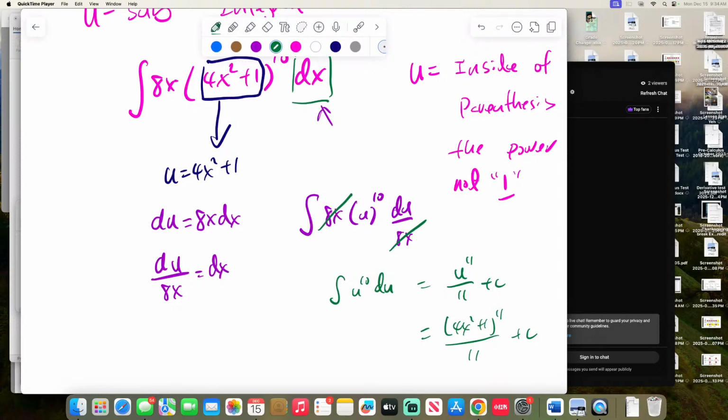Now, how do I know if this is the antiderivative? How do I double check? I just did an antiderivative. How do I double check this question? That it's right.